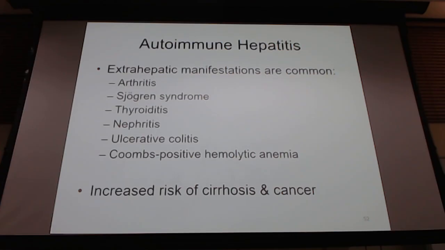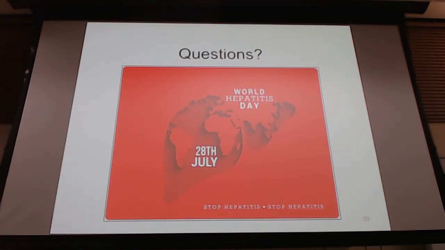Okay, extra hepatic manifestations. So arthritis, again, if it's autoimmune, it's going to run with things like Sjögren, thyroiditis, nephritis, ulcerative colitis, hemolytic anemias. Again, either way, it still puts them at higher risk for cirrhosis and cancer. Everybody crystal clear on how that progresses?